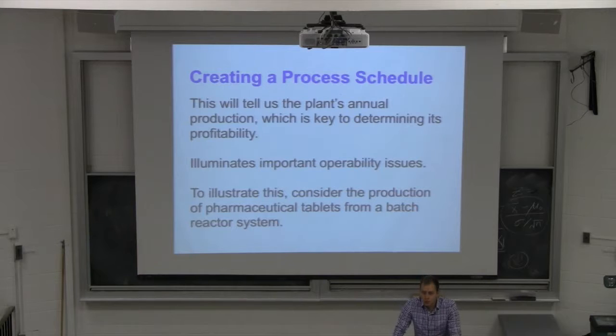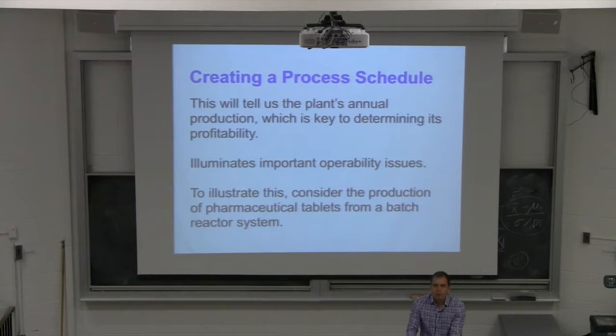So we're talking about scheduling your process, and what that is: you start with a narrative about how the process ought to take place, and then you translate that into a schedule, and then you try and make that schedule better, and we'll take a look at that. The first reason that came to mind for me for making a schedule is that it will tell you what your production rate can be. And it's not necessarily intuitive what that is, but it feeds into your economic analysis. And then it also shines a light on some of the design and operability issues that you'll encounter.